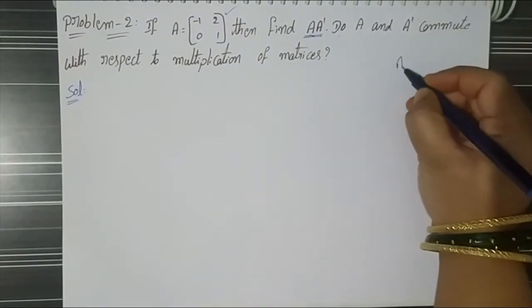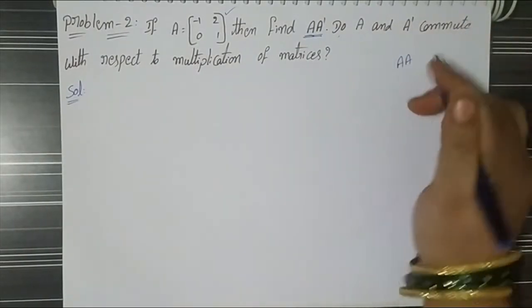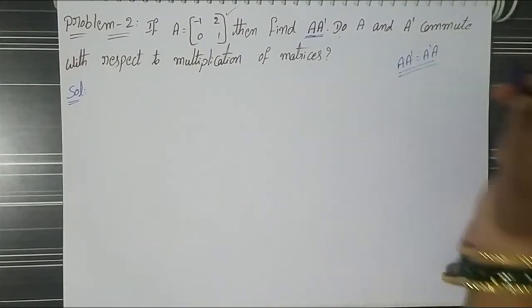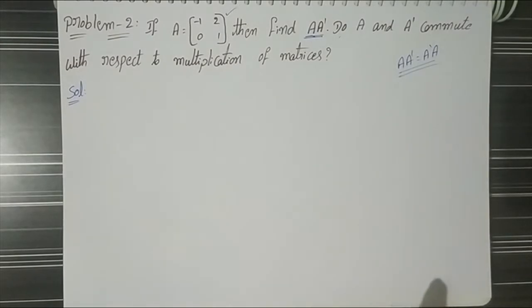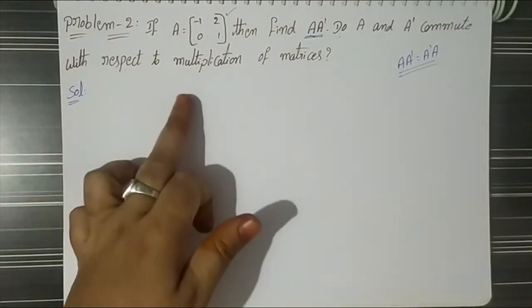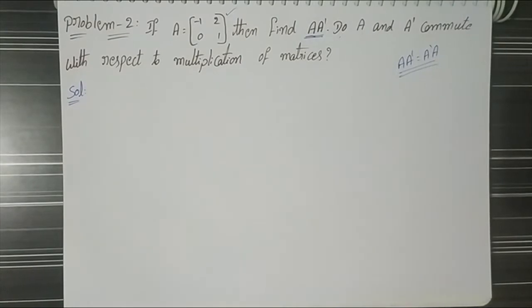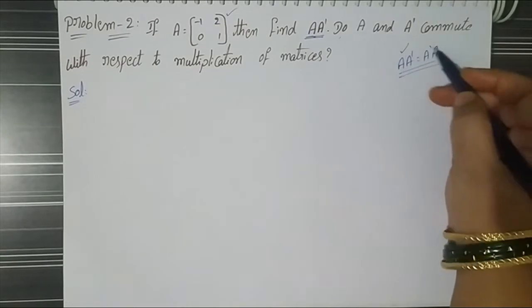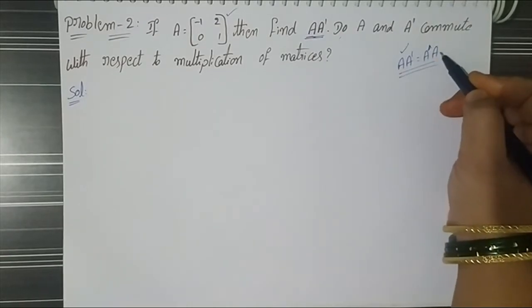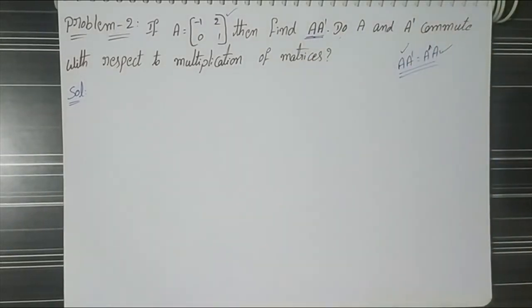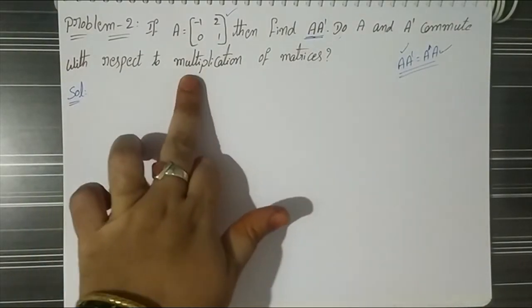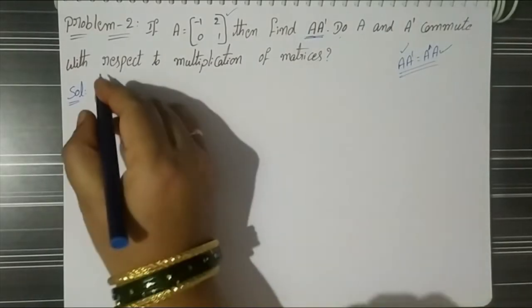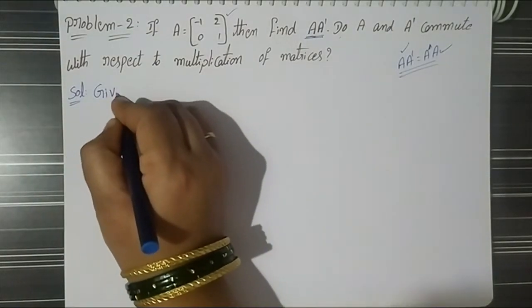Commute means if A and A dash commute, then A A dash equal to A dash A. If these two values are equal to each other, then A and A dash commute with respect to multiplication of matrices. For that, we directly find the A dash value, and also we can find A dash A. For that, first write down the given matrix.